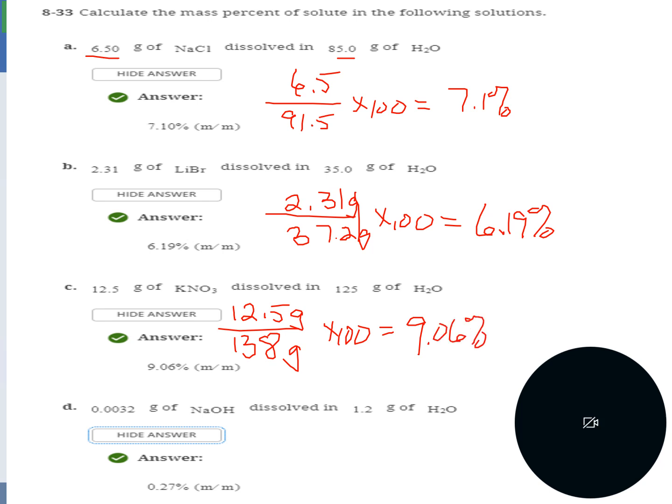And the very last one, you're going to be 0.0032 grams of NaOH, all divided by 1.2 grams. And this is such a small amount that you could add it on there, but it's not going to change your answer when you do the entire thing. So times 100, you'll end up getting about 0.27%.